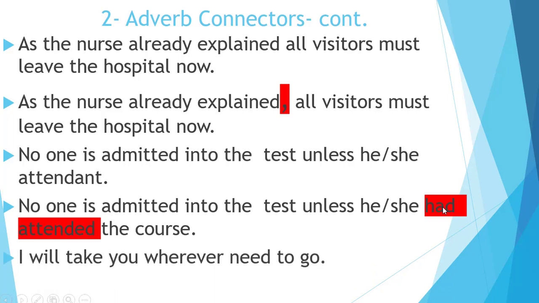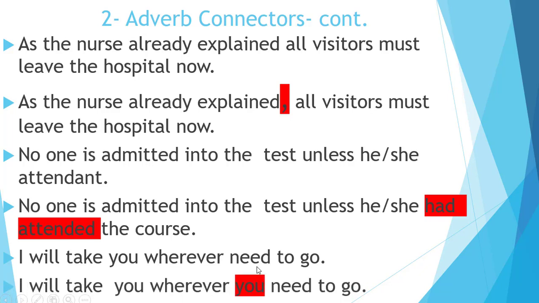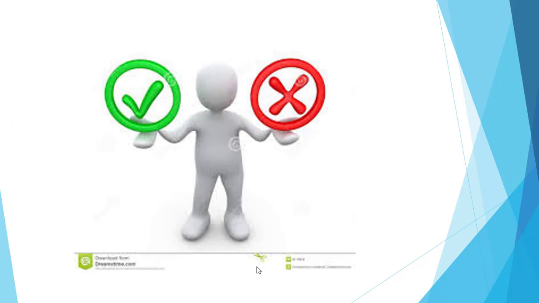Had attended. I will take you wherever need to go. I will take you, subject verb, wherever, connector, and then verb, need. What is the subject? We need a subject. So it should be wherever you need to go. You. This is what is missing here, okay? So let's look at these sentences and try to figure out if they're right or wrong.